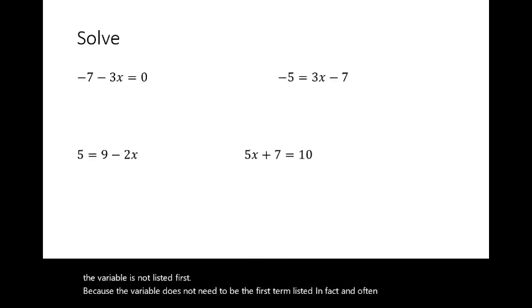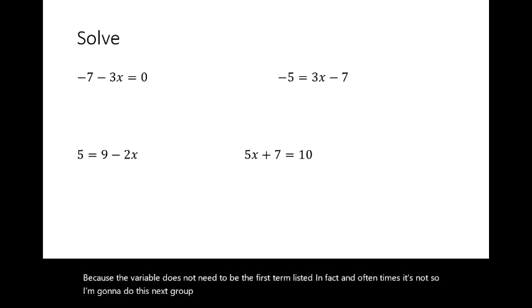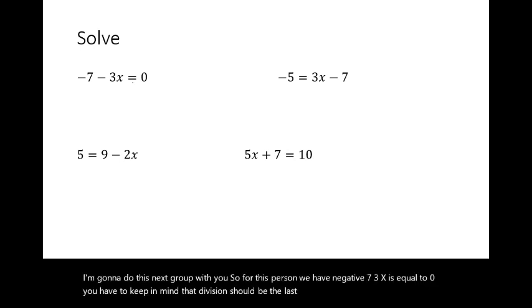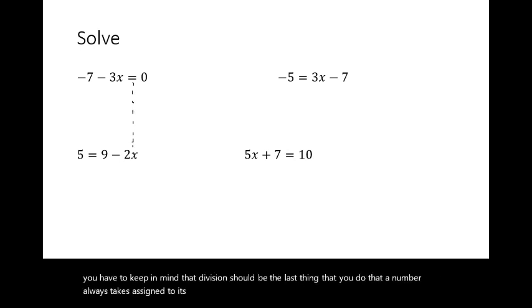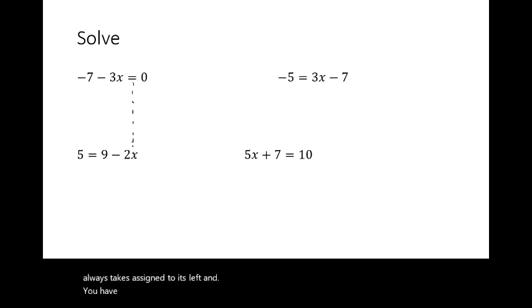So I'm going to do this next group with you. For this first one, we have negative 7 minus 3x is equal to 0. You have to keep in mind that division should be the last thing that you do, that a number always takes the sign to its left, and you have to undo multiplication last.